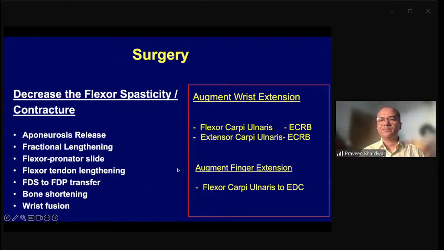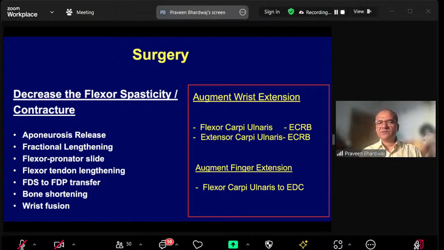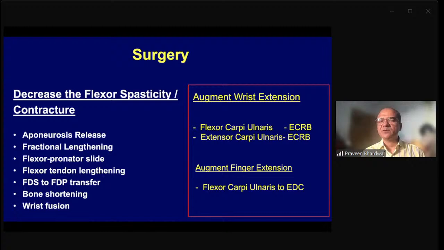kept as reserve. The augmentation of wrist extension has classically been done by FCU to ECRB transfer, the famous Green's transfer. But of late, the ECU to ECRB transfer is gradually becoming more popular, and we will discuss why. And as I mentioned earlier, if we find that the patient has weakness of finger extension, we must look for that carefully, and we could transfer a tendon to the EDC as well.